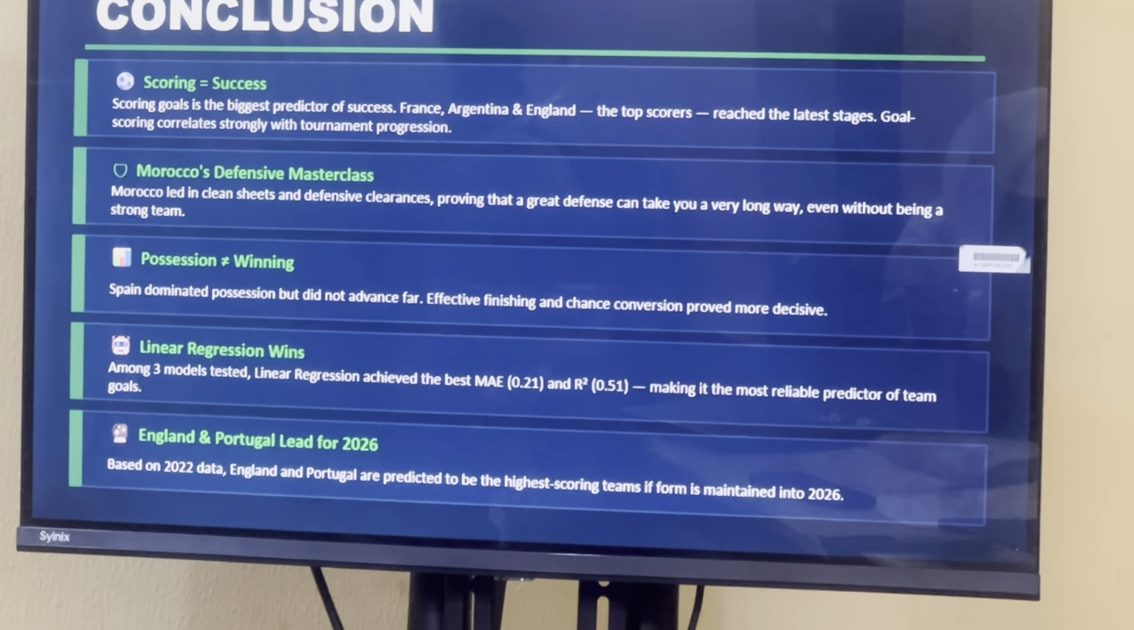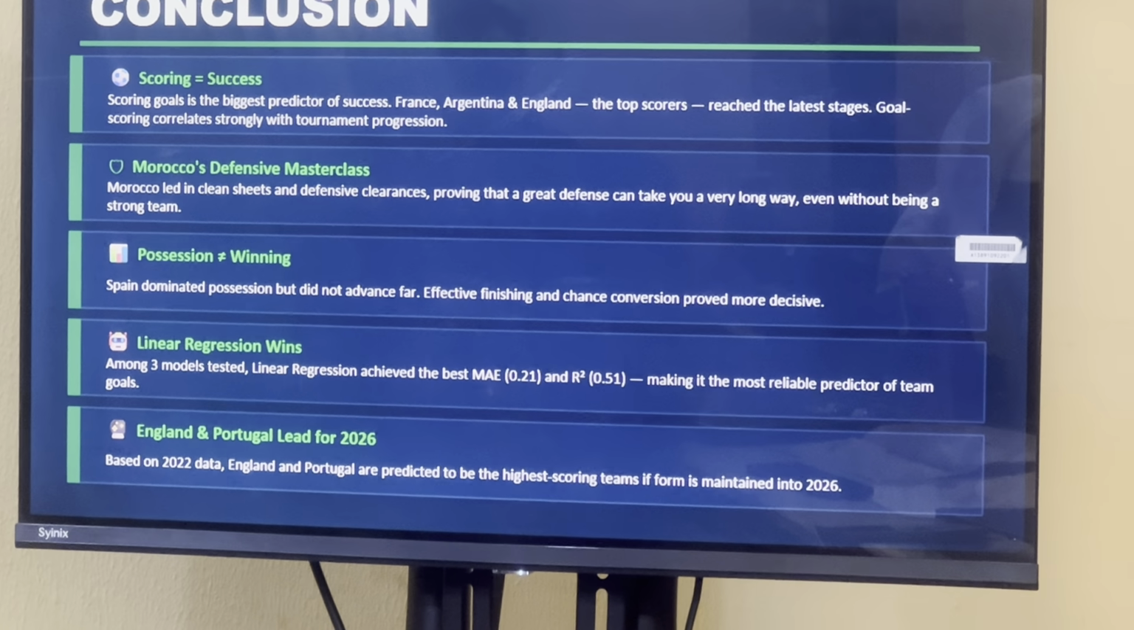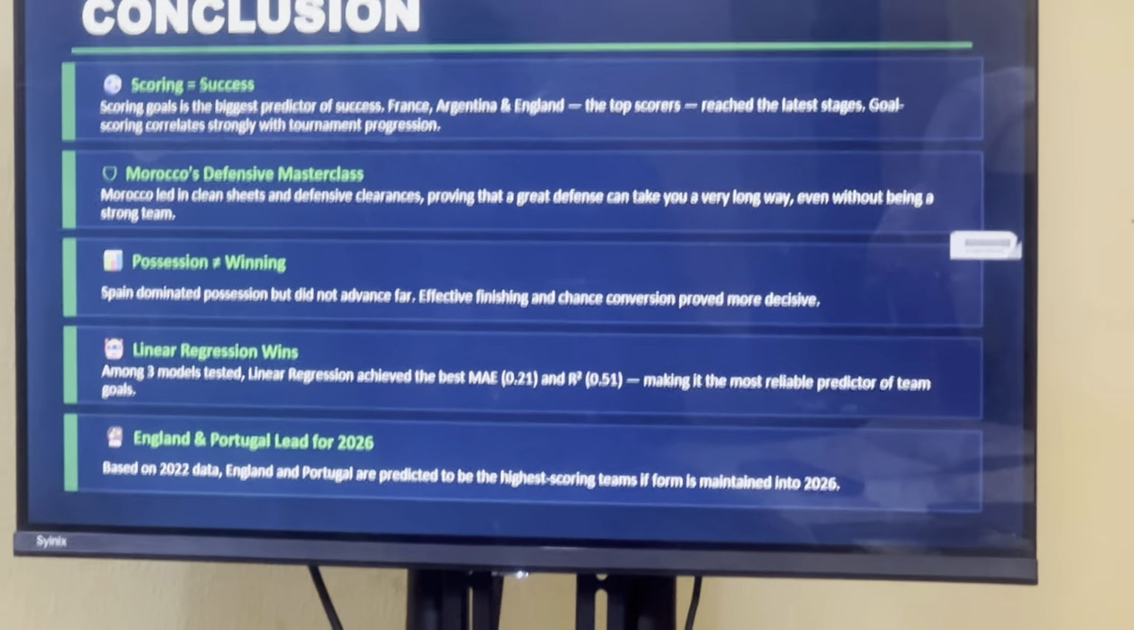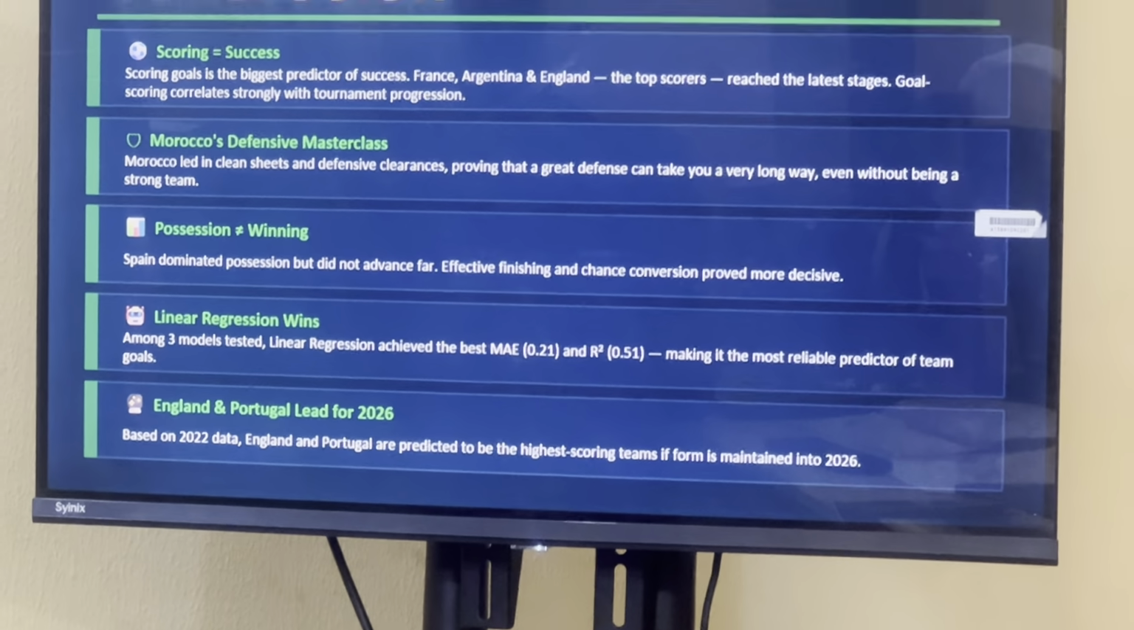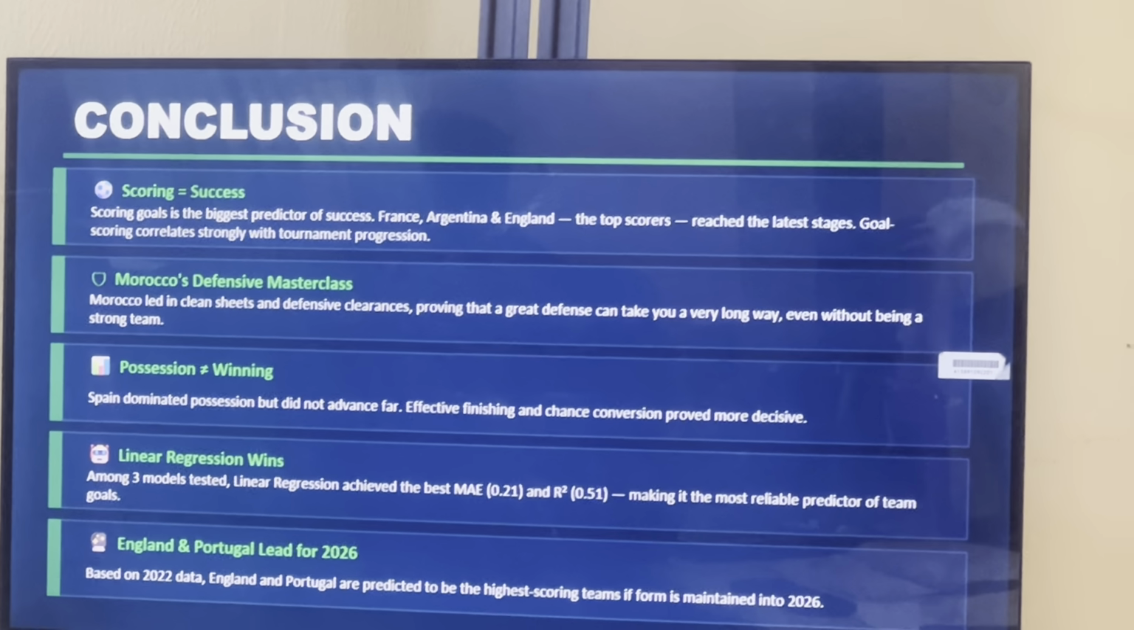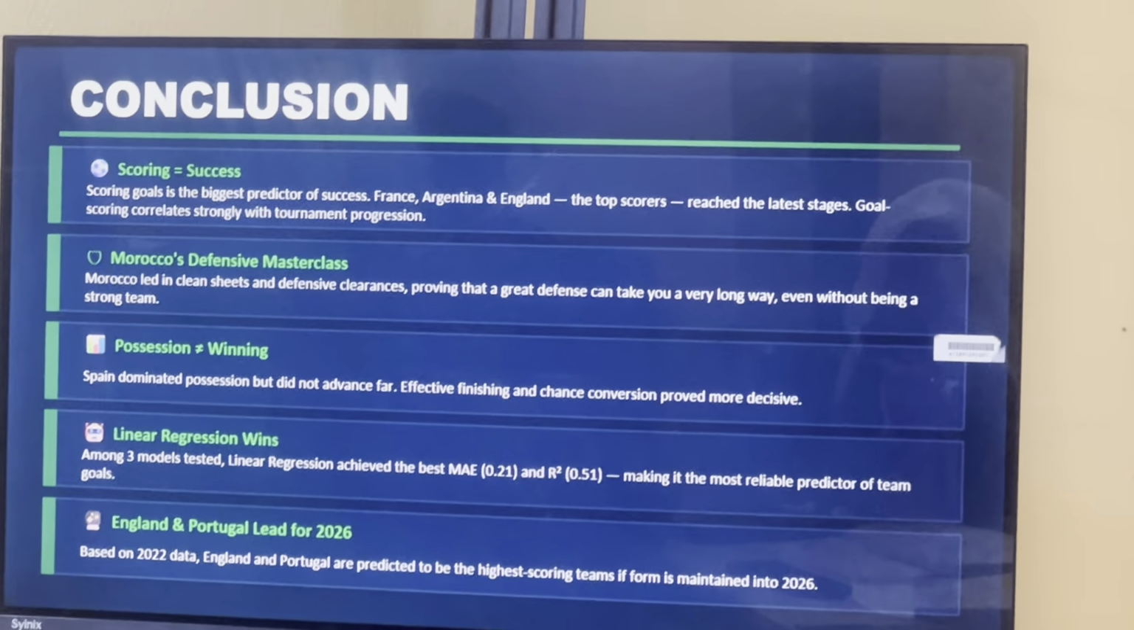And you can see for Morocco, they led in clean sheets and they had very good defensive clearances. So this proves that having a good defense can take you a long way, because they were able to reach the semi-final.